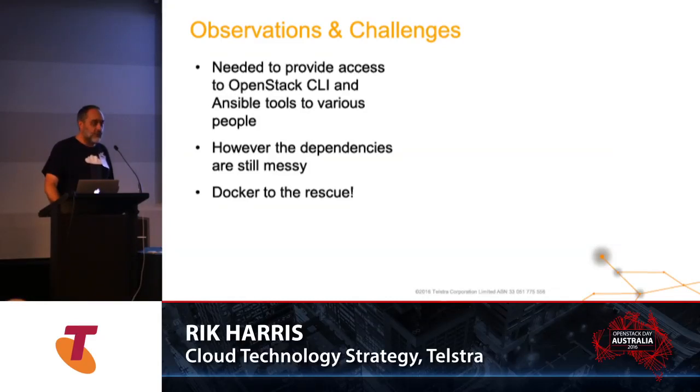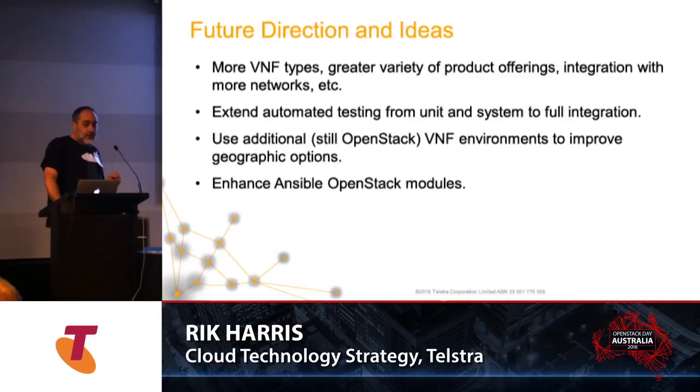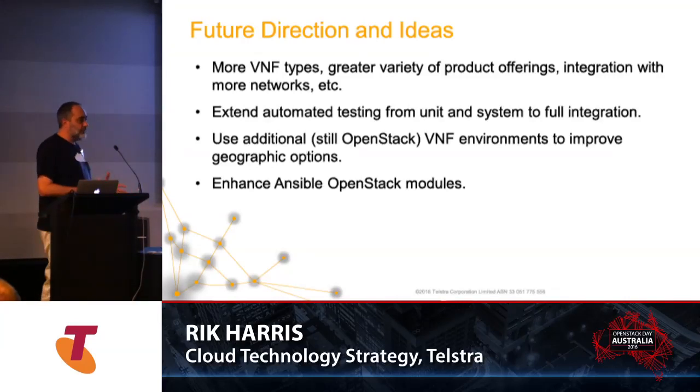We also found that providing OpenStack CLI access to everyone was a bit tricky, so we ended up packaging that up into Docker with all of the dependencies and so on, so that was something that was helpful for us. And lastly, where we're going next, we want to have more and more different types of VNFs, so we need to qualify those VNFs onto the OpenStack platform, integration with more types of networks, etc. We do want to do that extension of the automated testing from simple unit-based testing to doing full end-to-end product deployment and test the throughput of the products that we deploy.